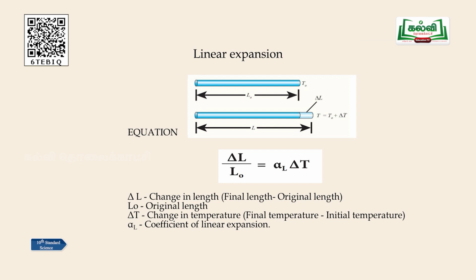From these values we can form a formula for this expansion: delta L by L naught is proportional to the change in temperature, delta T. When I remove the proportionality symbol, I add a constant called alpha L. This alpha L is the coefficient of linear expansion, and it tells us how much the rod has expanded. From this formula we can find the linear expansion of any material. The next is two-dimensional expansion, which is called superficial expansion.